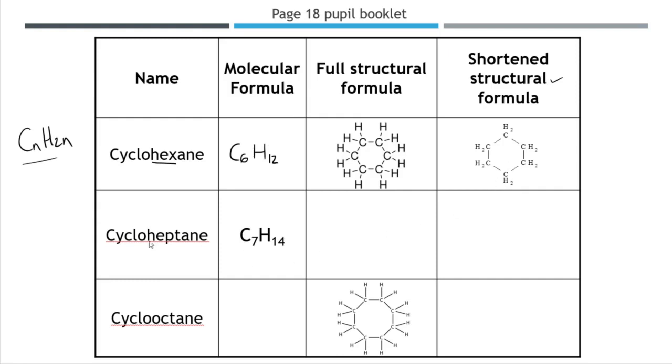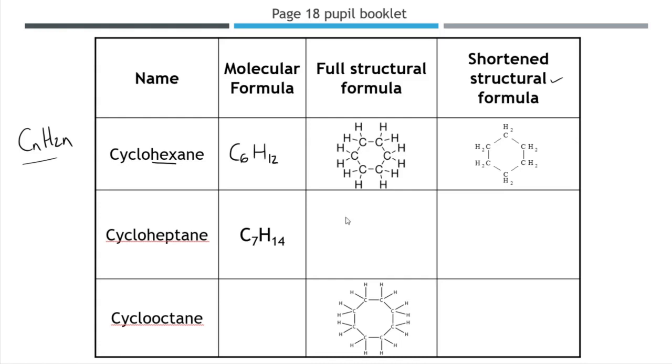Let's have a little go at practicing the full structure and then the shortened structural formula for the next one. Cycloheptane, hept is the prefix for 7. Use the general formula, and we know that we've got 14 hydrogens as well. Let's have a wee go at drawing this out.